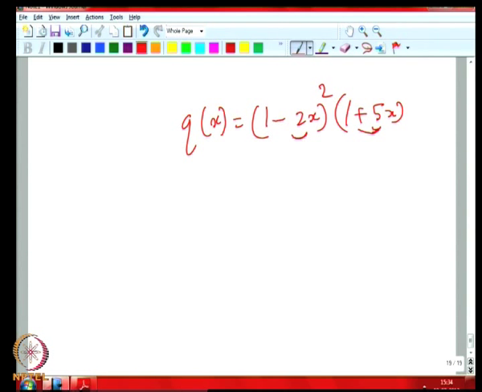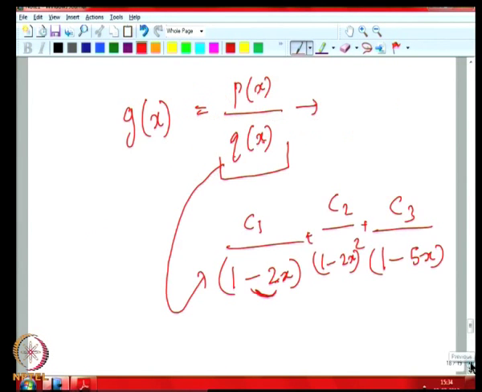So, what is the relation between this q of x and the characteristic equation? What is the characteristic equation here? We will go back to the characteristic equation.